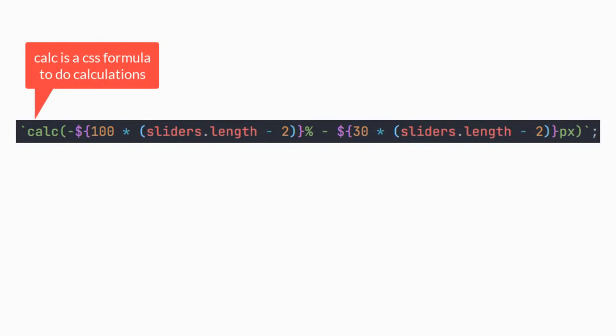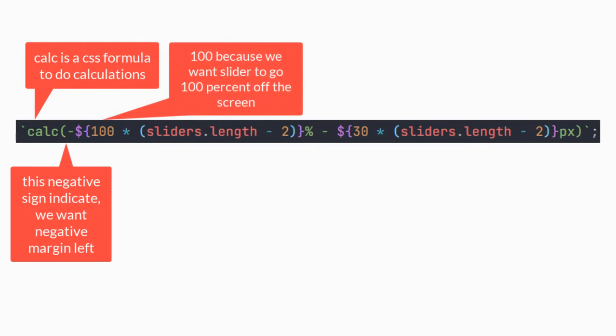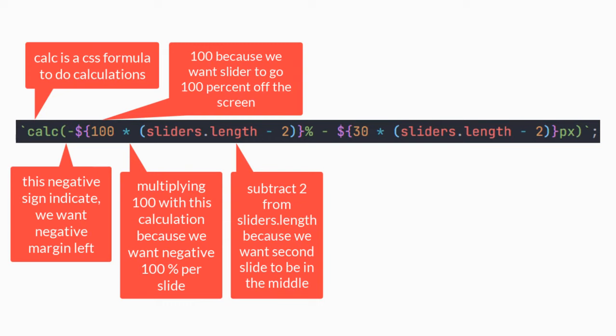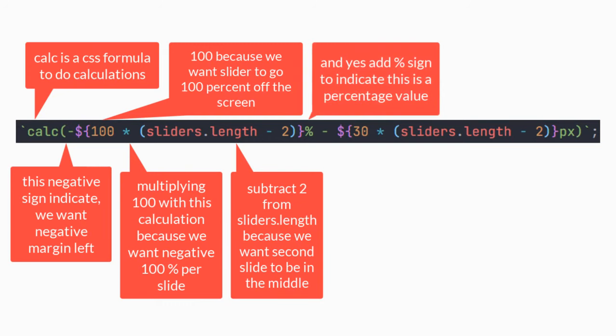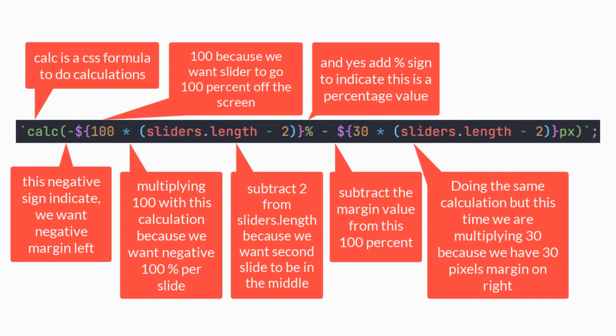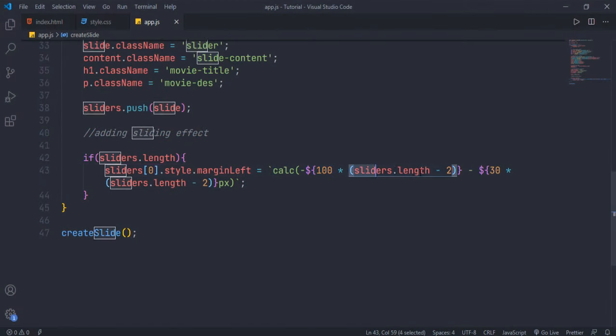Calc is a CSS formula to do calculations. This negative sign indicates we want negative margin left. 100 because we want slider to go 100% off the screen. Multiplying 100 with this calculation because we want negative 100% per slide. Subtract 2 from sliders length because we want second slide to be in the middle. And yes, add % sign to indicate this is a percentage value. Subtract the margin value from this 100%. Doing the same calculation, but this time we are multiplying 30 because we have 30 pixels margin on right. I hope you understood this line. And, yes, I messed up again, I forgot to add a % sign.